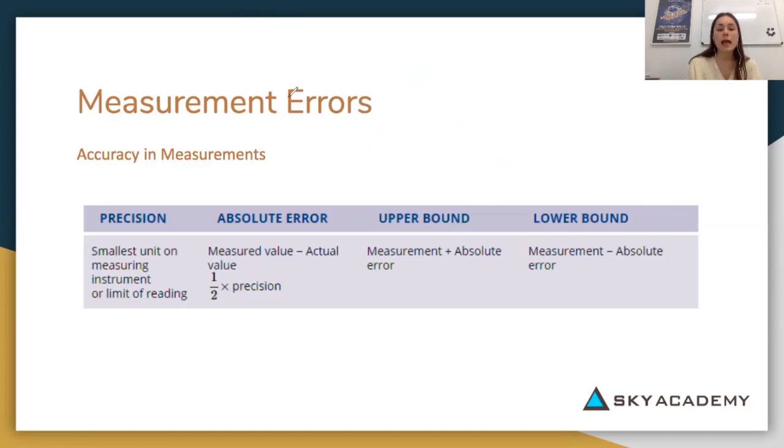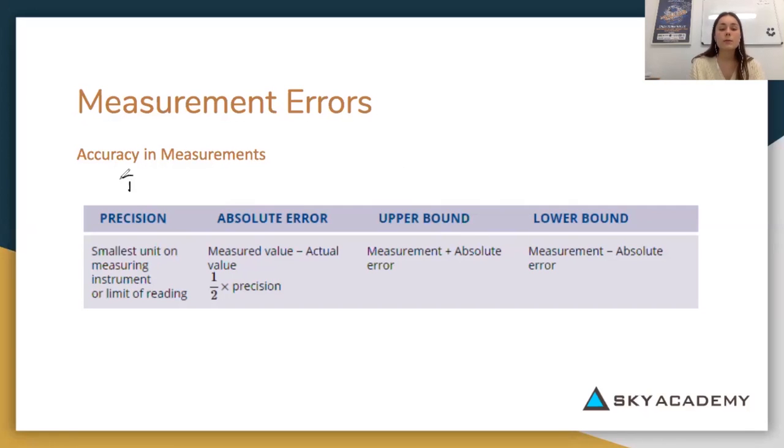So when we're doing accuracy in measurements, there's 6 things that you need to know. 4 of these things will be on your HSC formula sheet. And so you need to remember them for year 11, but you don't need to remember them for year 12. You just need to know how they work. The other 2 are not on your year 12 HSC formula sheet, so you will have to remember them.